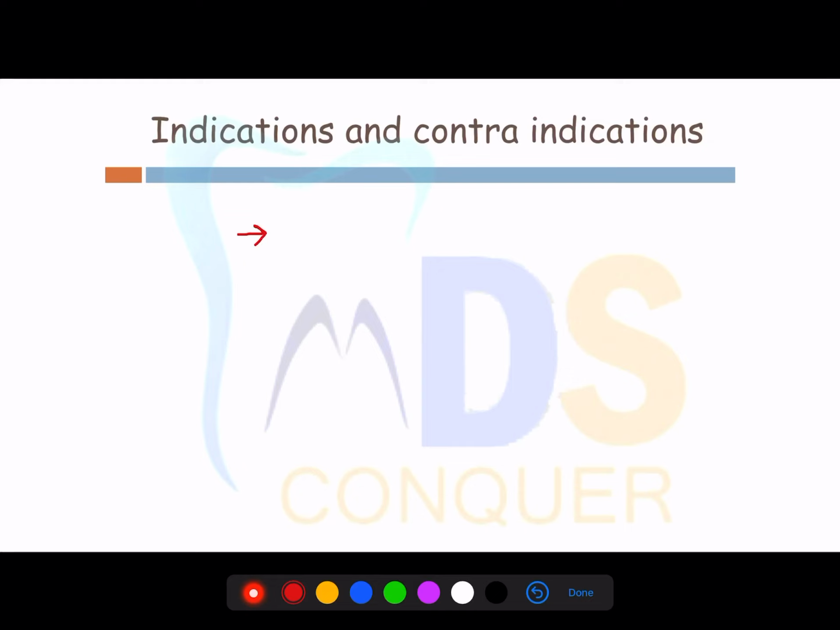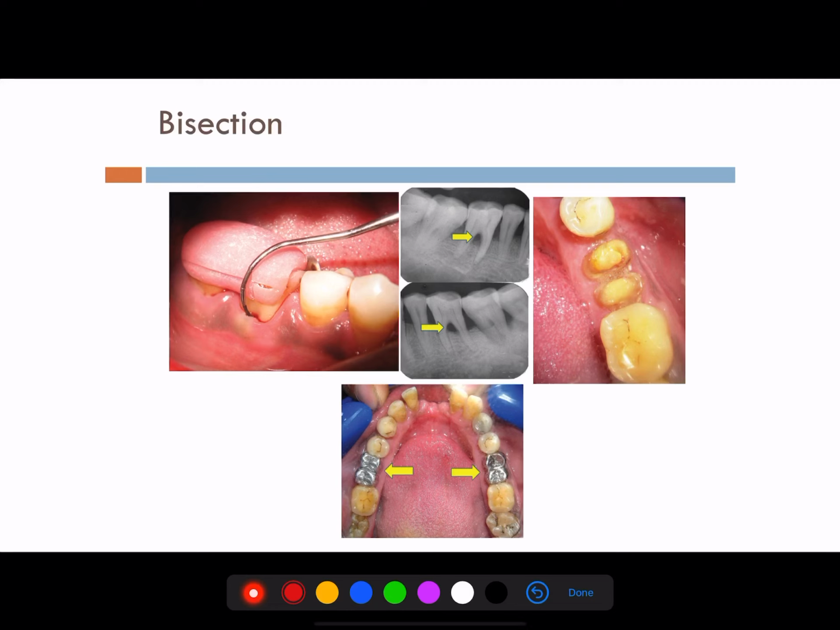The indications for hemisection are very simple. Whenever you have severe bone loss on one root, or you have a fractured root, or a blocked root, meaning you are not able to do the endodontic treatment because of some calcification or something, or you have a perforated root. In all these cases it's better to remove one root, save the other and remove the one. These are the things that you have to do regularly.